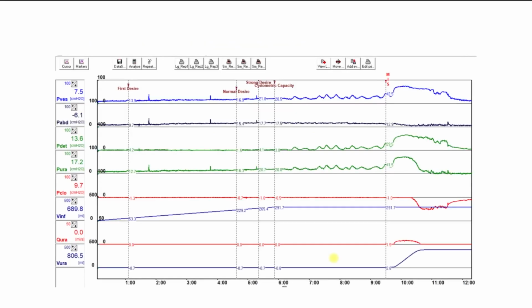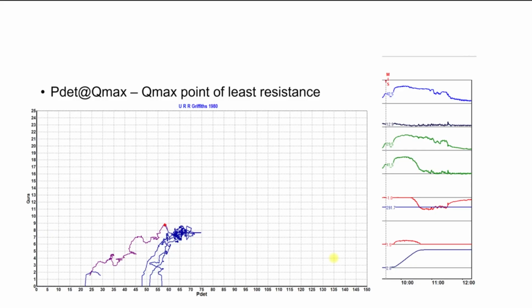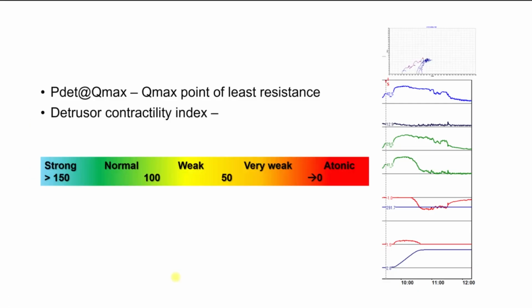So we can see this urodynamic graph, and we will concentrate only on the voiding phase in this. In the voiding phase, we are looking at the point of least resistance, that is P det at Qmax and the Qmax point, because we cannot look at the average of the whole voiding parameters, because this is going to be a very complicated graph. We are looking at the detrusor contractility index.